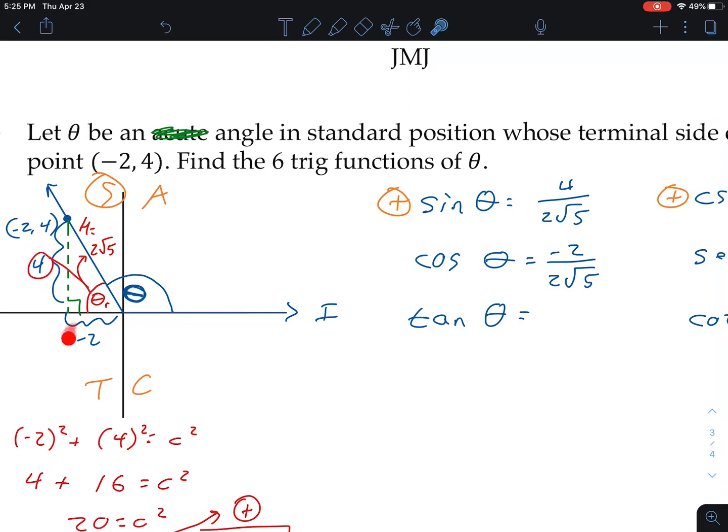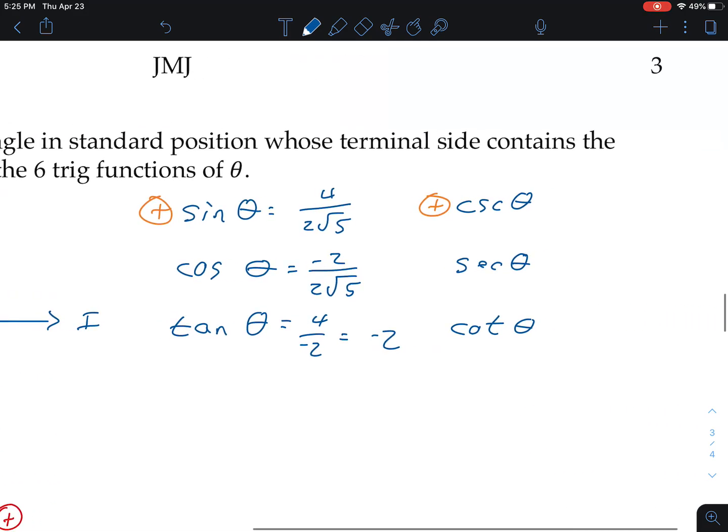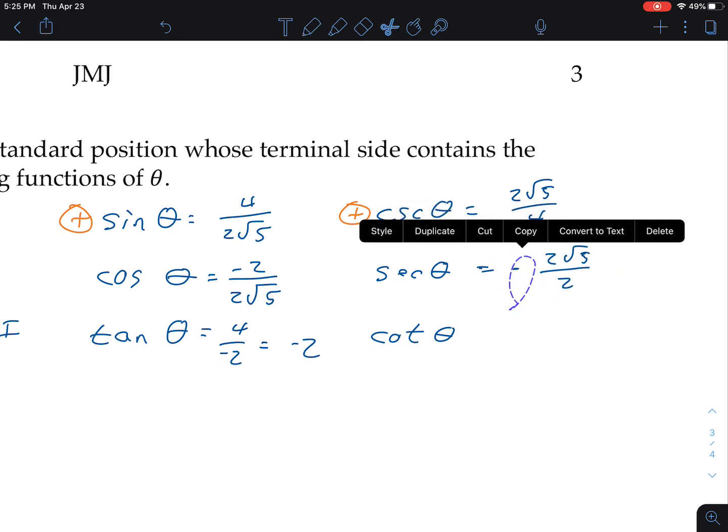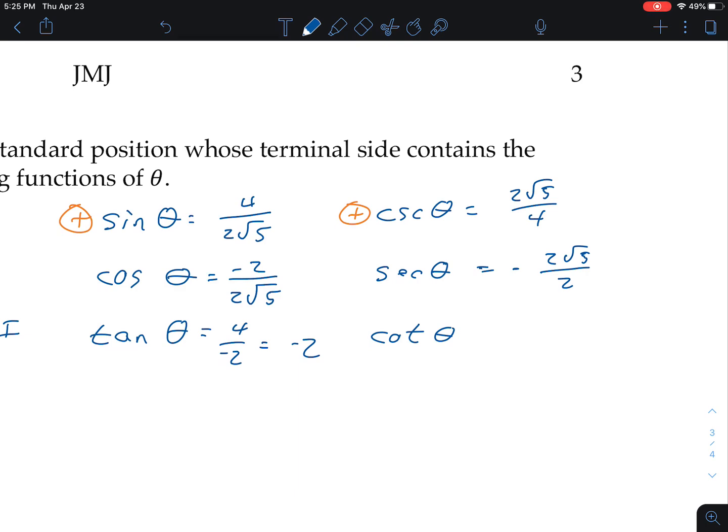Tangent is opposite over adjacent. So negative 2. Nice and easy number, negative 2. You can see how tangent is kind of weird, but it's a negative number. My reciprocals: 2 radical 5 over 4, and 2 radical 5 over negative 2, so I just put the negative out in front. I usually just write the negative out in front. And then 4 over 2, or 2 over 4 over negative 2 over 4, so negative 1/2, right?